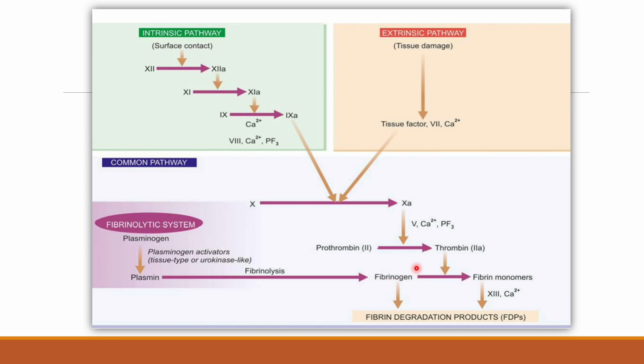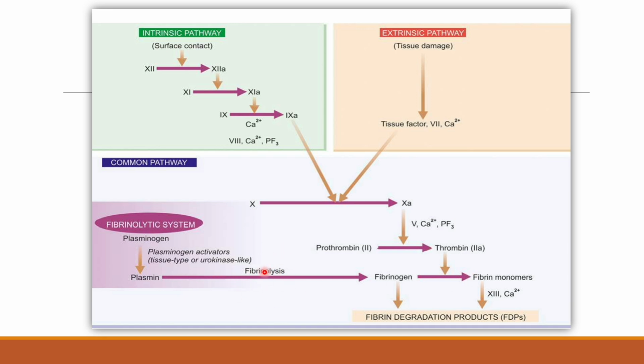So fibrin, this is factor number 1. The fibrinogen will convert into fibrin. So this whole coagulation system is just to activate fibrin so that they can form a strong secondary hemostatic plug. And once the function of this fibrin monomer is over, they will be removed by fibrinolysis.